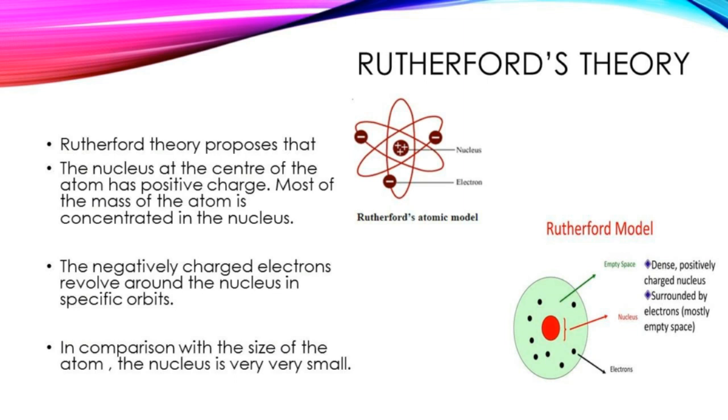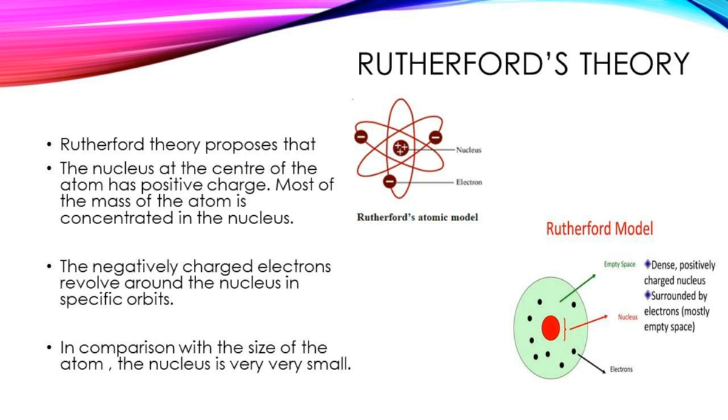Rutherford's atomic model is given in the picture. According to Rutherford, the nucleus at the center of the atom has the positive charge. Most of the mass of the atom is concentrated in the nucleus. So, according to Rutherford, the nucleus is made up of only positive charge, and which decides the mass of the atom? The nucleus decides the mass of the atom.